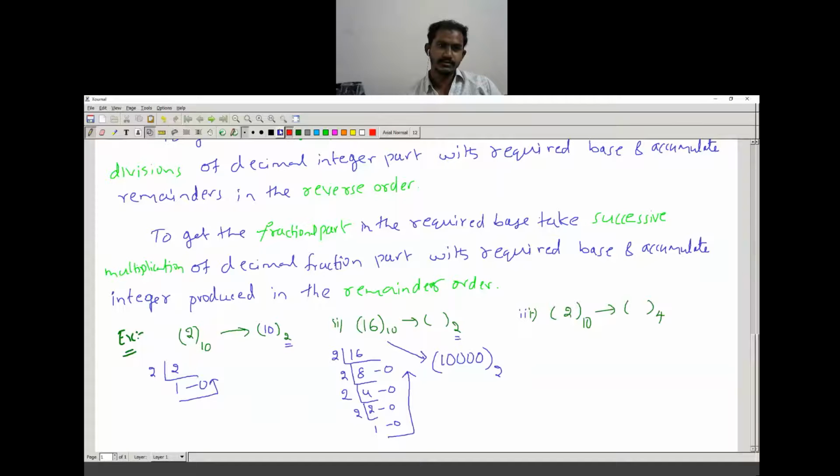Here you can observe that with base 4, the symbols we can have are 0 to 4 minus 1, that is 0, 1, 2, 3. So the given decimal number is already in the required base 4. That's simply 2. Why? If I write 2 in base 4 using weighted values, what is the weight of this digit? It's simply 4 power of 0, that is 2 into 4 power 0, which is 2 only. So in this case, you need not do the successive divisions.